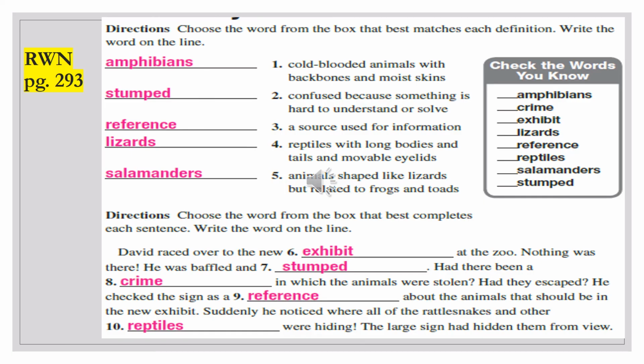We have only one page in our workbook, page 293. You will also fill in the blank and choose a suitable word. Please do it if you didn't, and check the answers with the answer key that's found here.